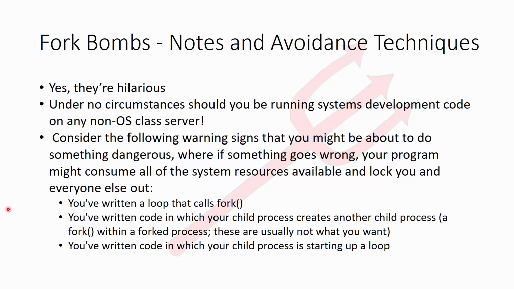So consider the following warning signs that you might be about to do something dangerous. By dangerous, we're talking about you might consume all the system resources and get locked out, such that you can't even terminate your processes because you've used up all the available processes allowed to you, so you can't spawn one more. One dangerous thing: you've written a loop that inside that loop calls fork. If you don't write that correctly and it gets out of control, that thing is going to spawn a billion copies. Another dangerous thing: you've written code in which your child process creates another child process.